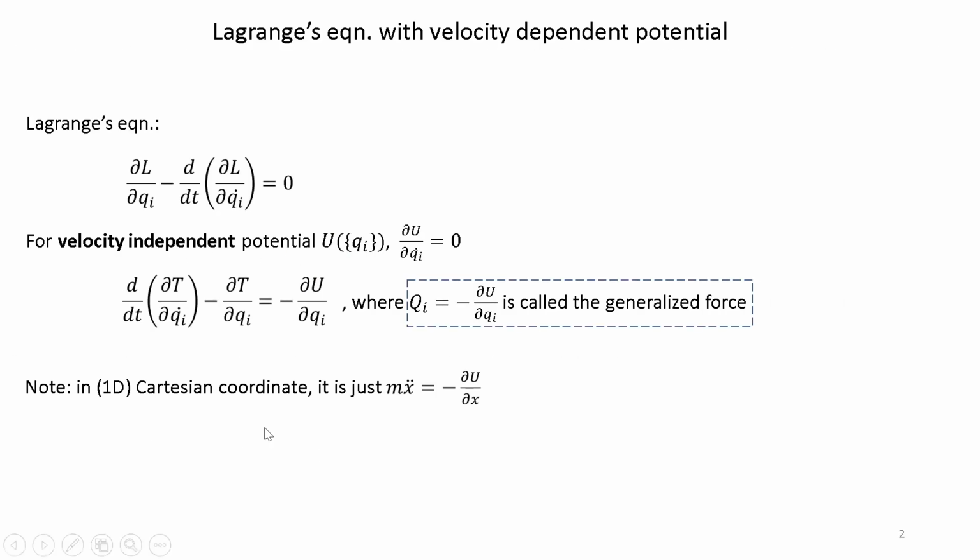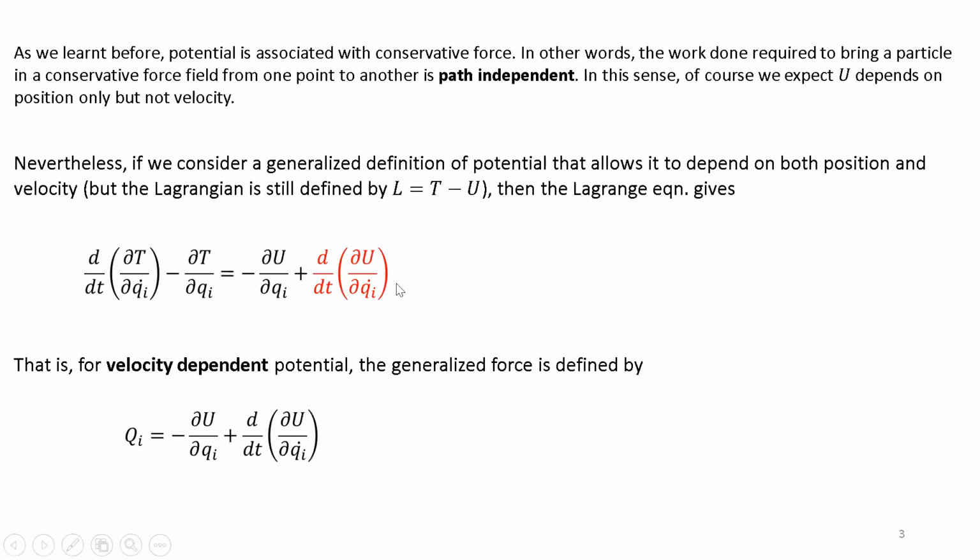If I indeed have a potential energy that depends on the velocity, then these are the Lagrange equations that you will write down. If you don't have the velocity dependent potential, you don't have the red term, and this one alone is the generalized force. This is something you are familiar with already. But now if you have this velocity dependent potential, then these two terms added together will be defined as the generalized force.